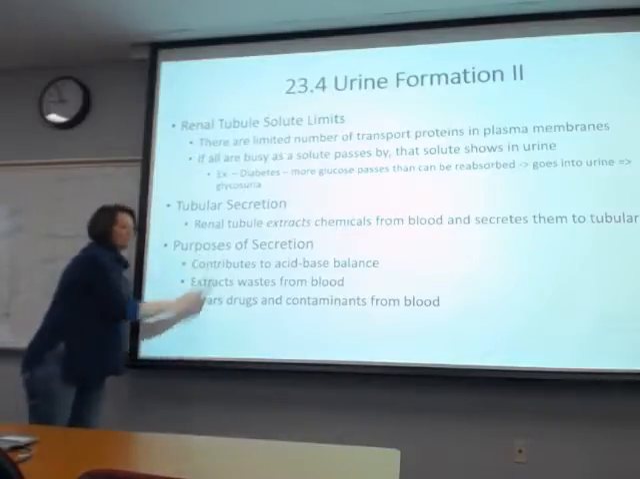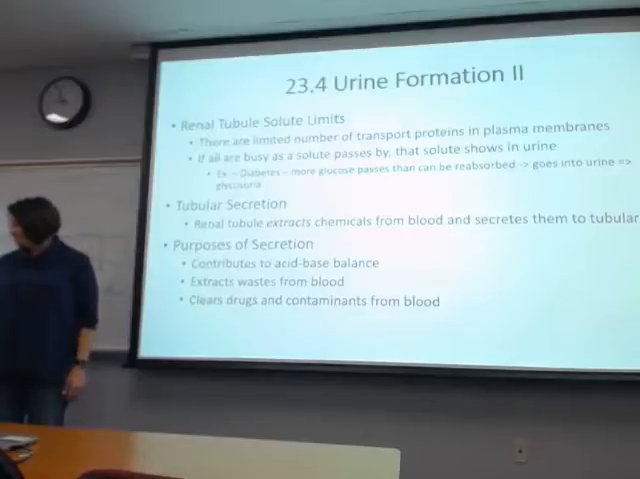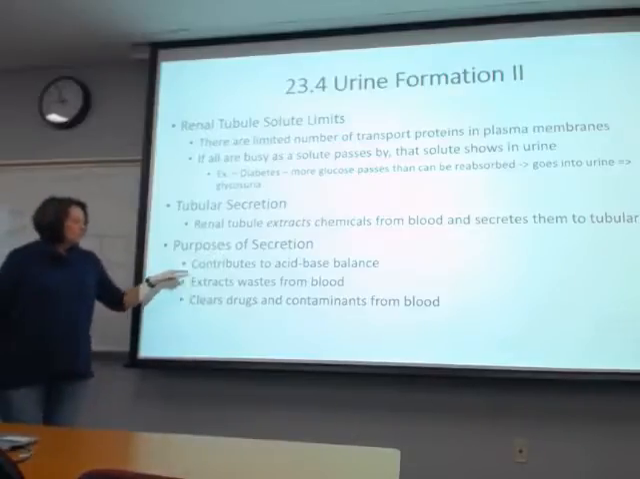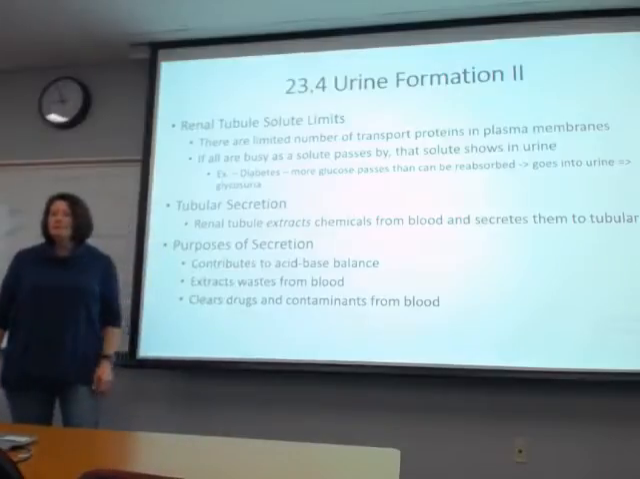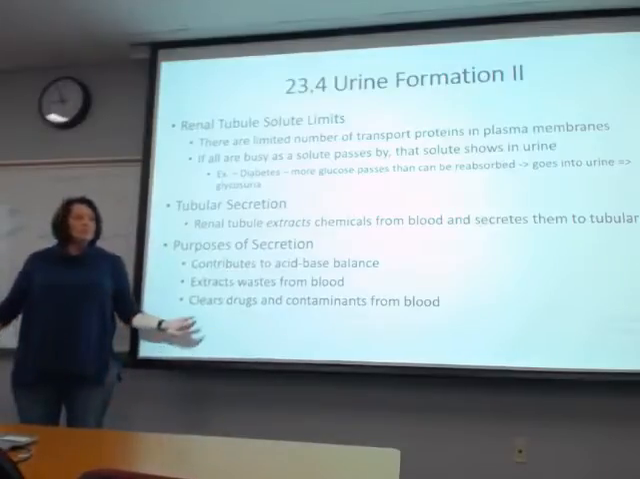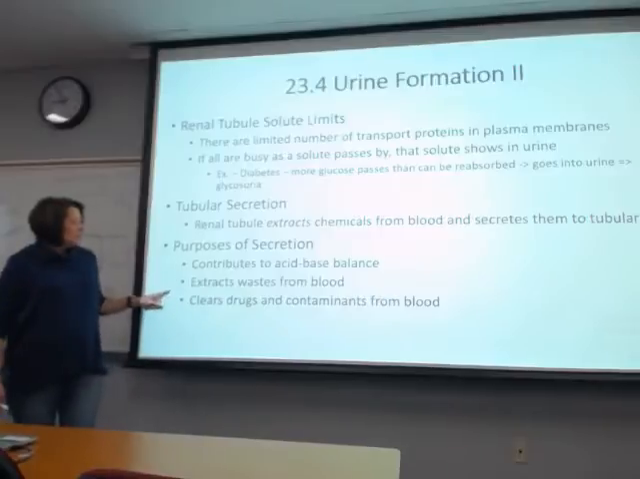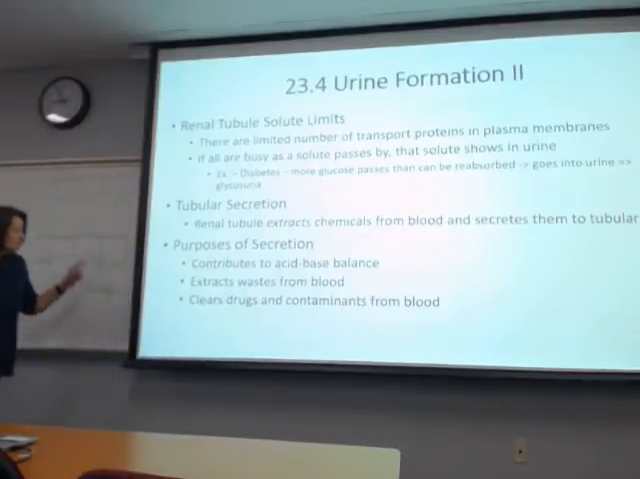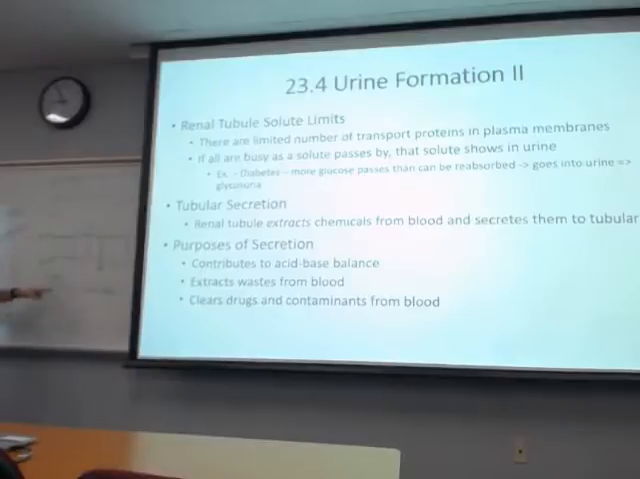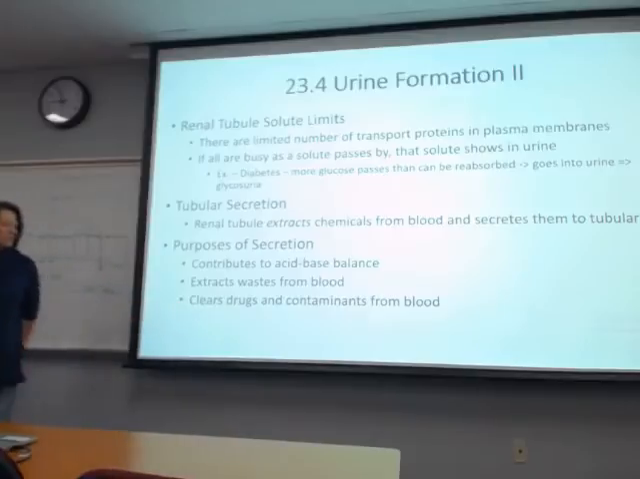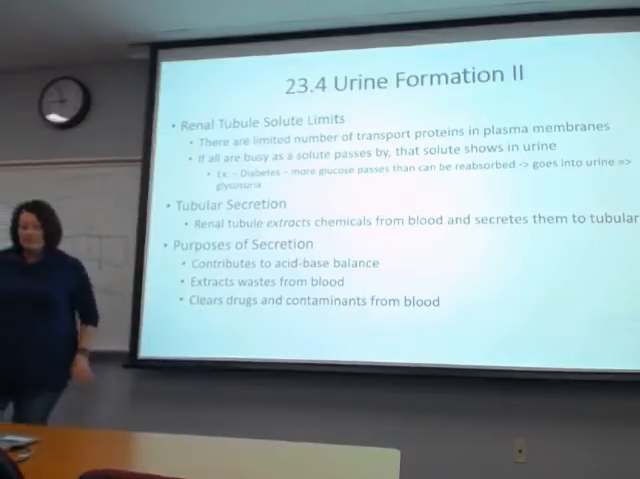So what is the purpose of the tube doing this in the nephron? Acid-base balance. We need the blood's pH to remain roughly 7.4. Waste. Even though we've got the blood entering the kidneys, there can still be waste in the blood in those capillaries, and we need to get it out. It also clears drugs and contaminants from the blood.